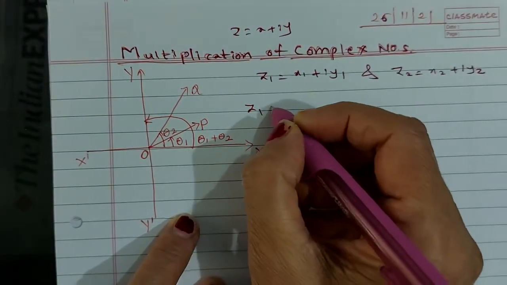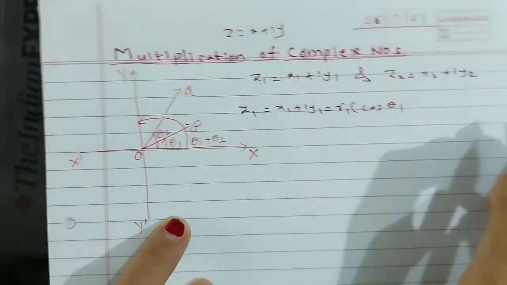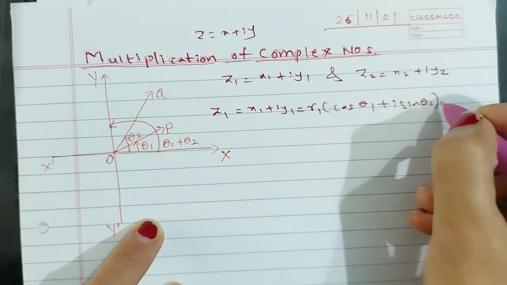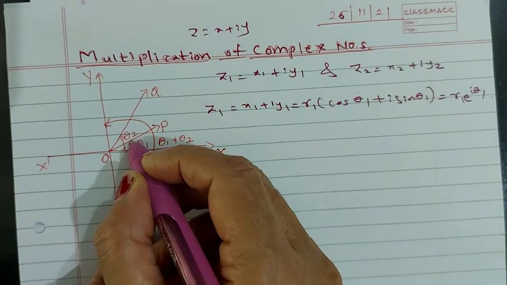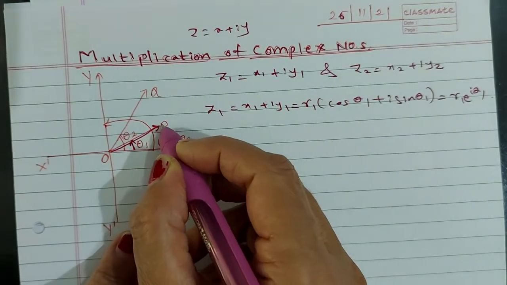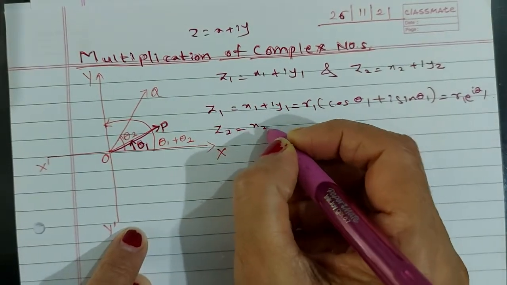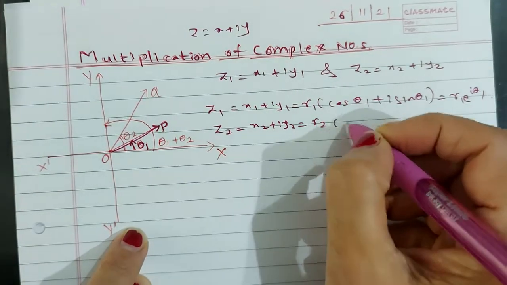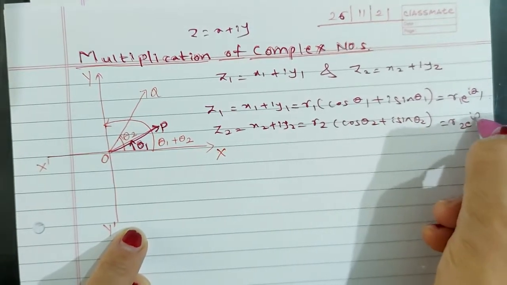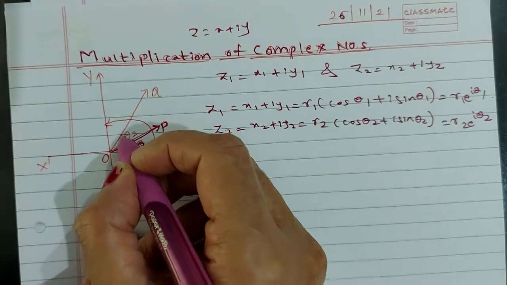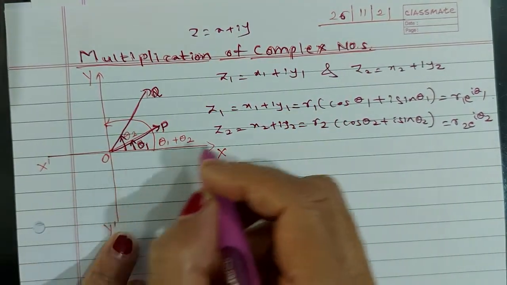Now polar means I'll write x1 plus iy1 is equal to r1 (cos theta 1 plus i sin theta 1), which is equal to r1 e to the power i theta 1. Theta 1 is over here. So this OP is basically r1 e to the power i theta 1. Similarly, z2 is x2 plus iy2, equal to r2 (cos theta 2 plus i sin theta 2), equal to r2 e to the power i theta 2. Theta 2 is over here. So OQ is r2, and the point Q represents my second complex number z2.